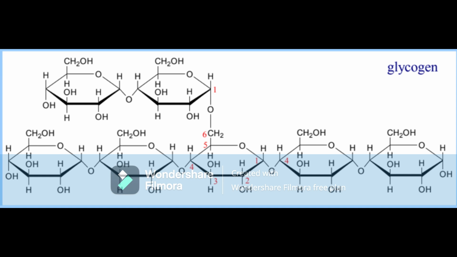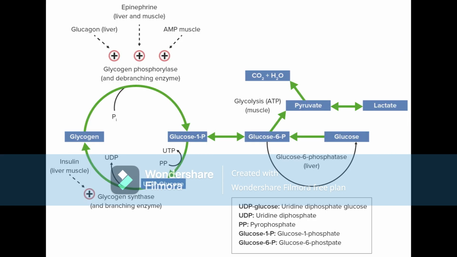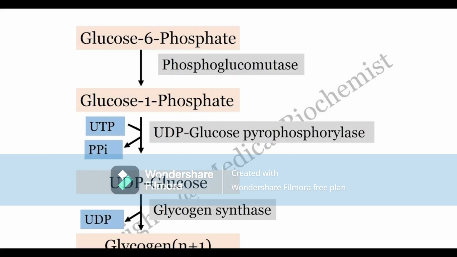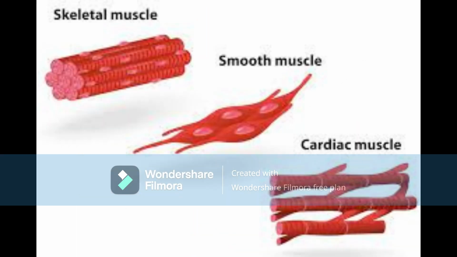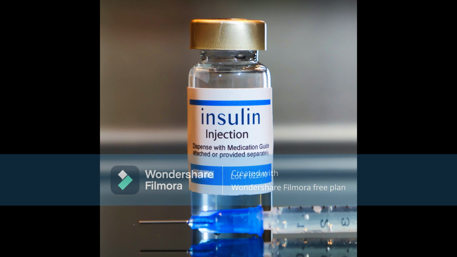Okay, to finish the video, I'm going to talk to you about the metabolism of glycogen. The metabolism of glycogen refers to the process by which glycogen is synthesized and degraded in the body. Let's start with glycogen synthesis. Glycogen synthesis, also known as glycogenesis, is a process by which glucose molecules are linked together to form glycogen. This process occurs primarily in the liver and muscle cells and is stimulated by insulin.